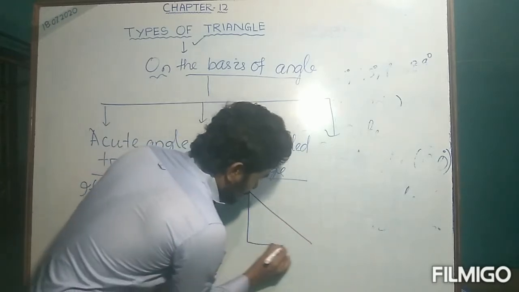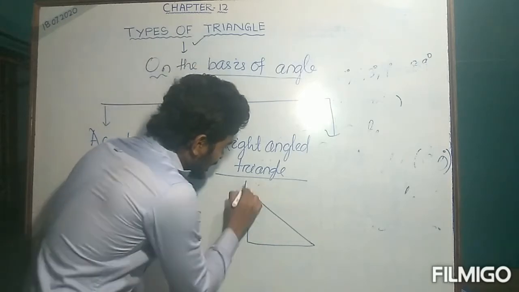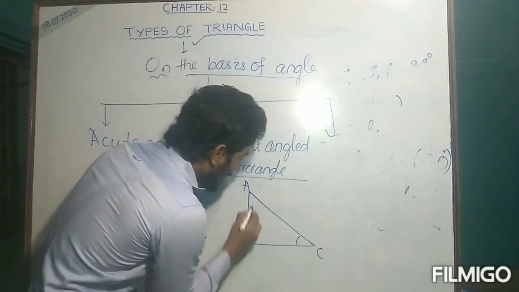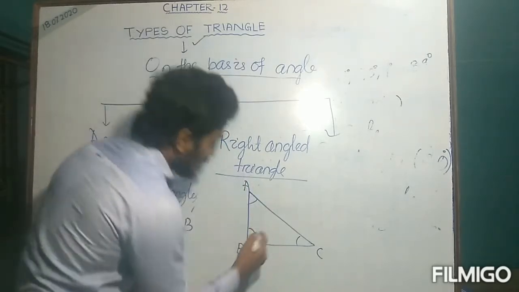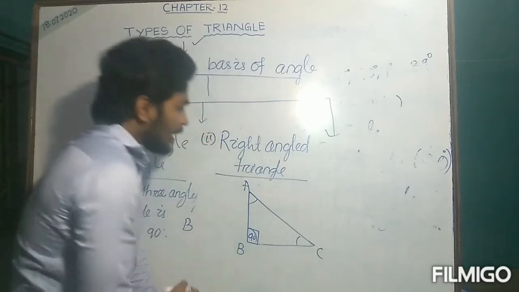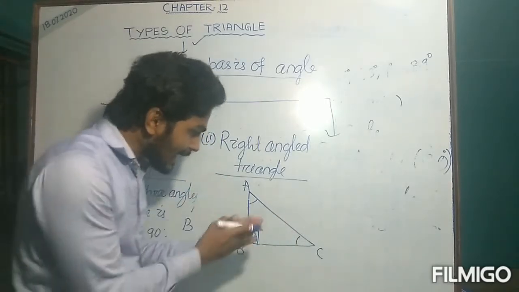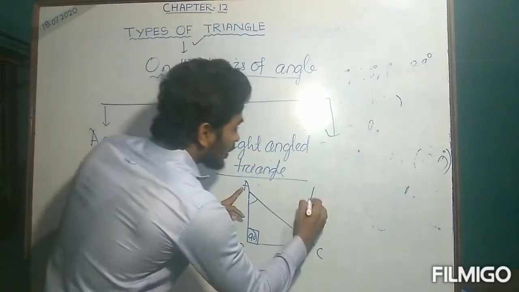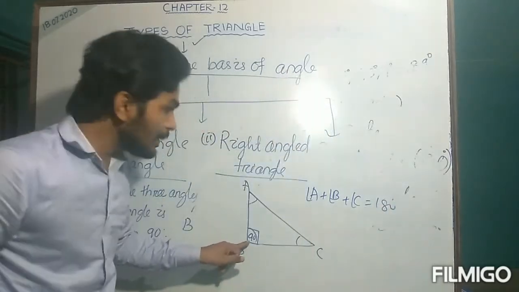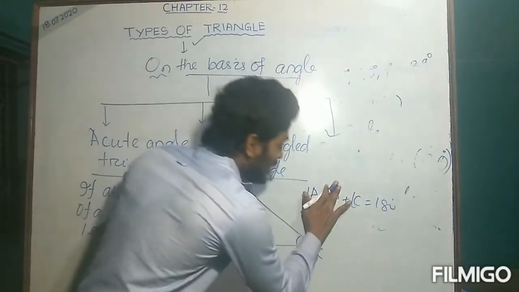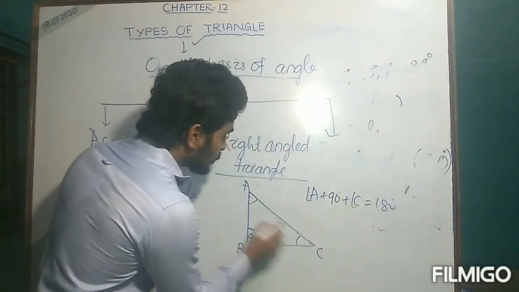Suppose this. Okay, so in this type of triangle you can see there are three interior angles, and this angle is just like 90 degree. Okay, this is 90 degree. So these two angles will be how much? Since all the three angles add up to 180 degree, that means A plus B plus C is equal to 180 degree, but here B is 90 degree. So what is the value of these two?